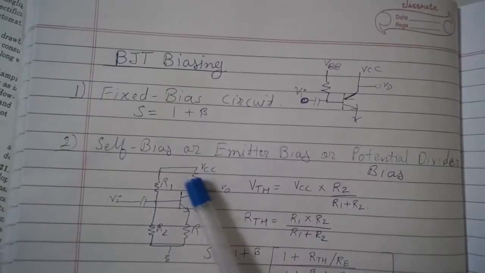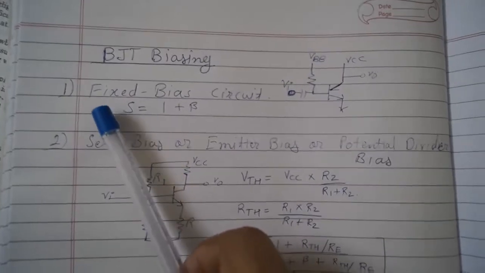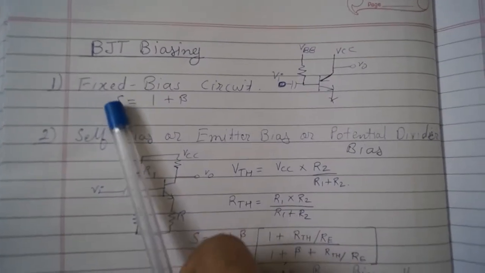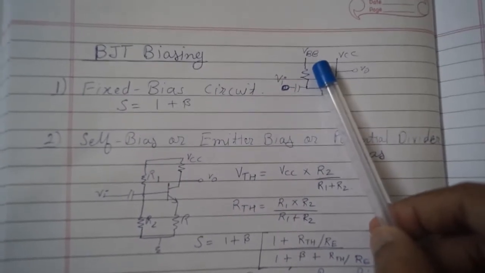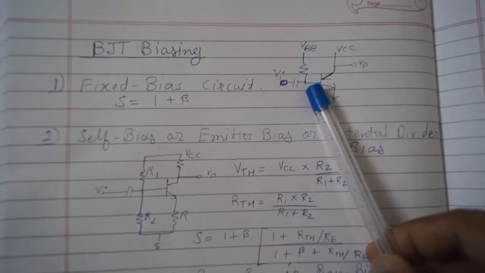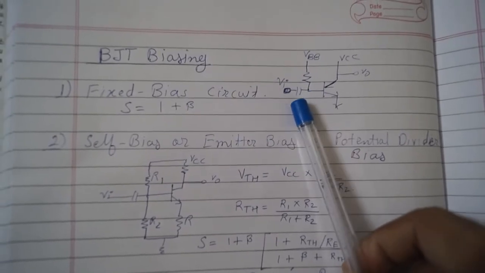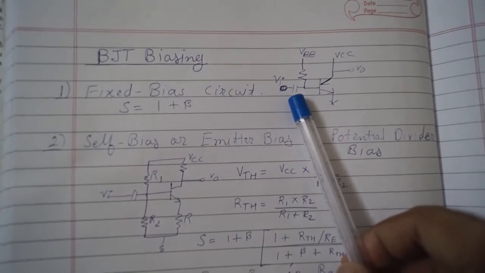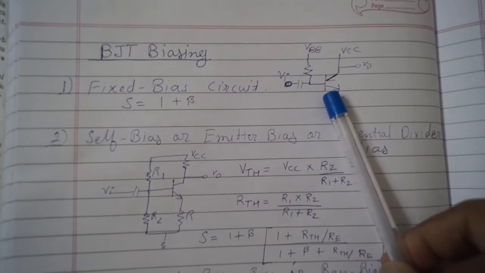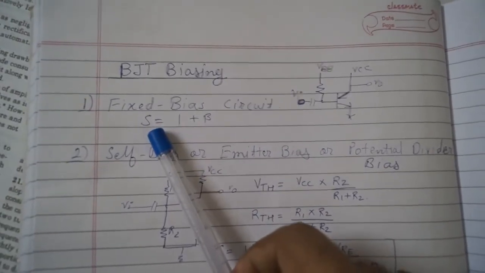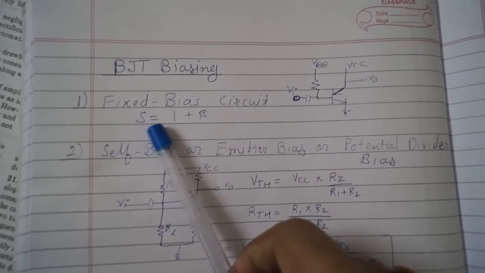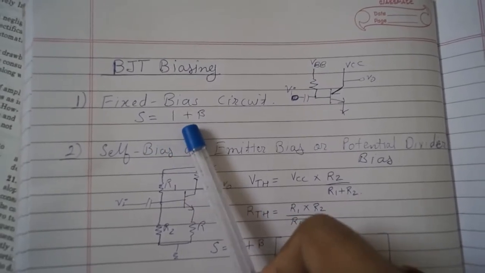Then we have BJT biasing. There are three types of biasing. First is the fixed bias circuit. In this bias we use a separate battery for biasing the base terminal. This capacitor is used for AC coupling. The stability of the circuit is given by S equals 1 plus beta.